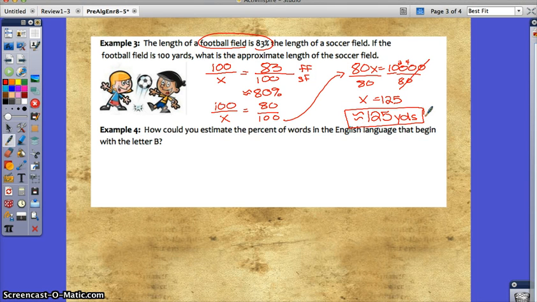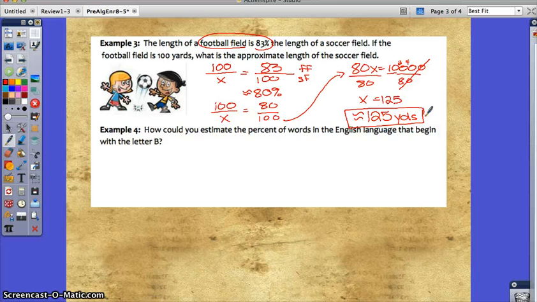We found about 80% of the 100. Again, you could have just done 10% of the 100 and then multiplied it by 8 too, but I wanted to connect this to proportions for you. Okay, one last example, and this is just more of a little interpreting problem, I guess.